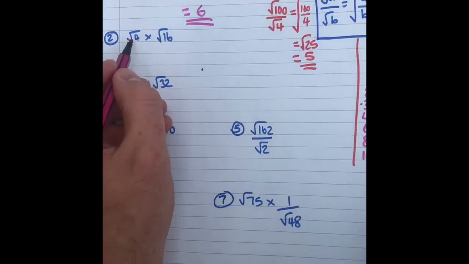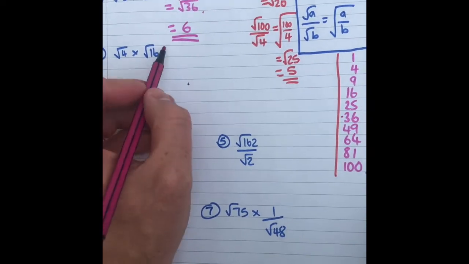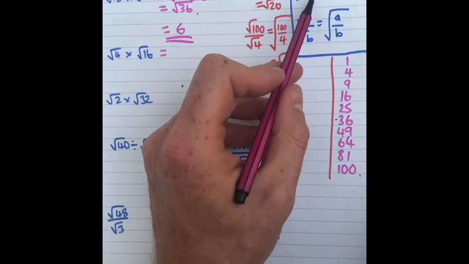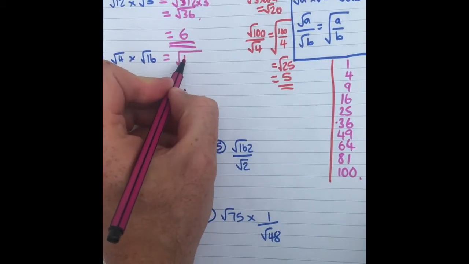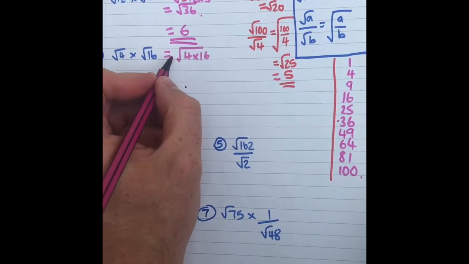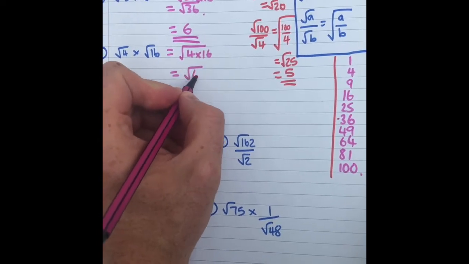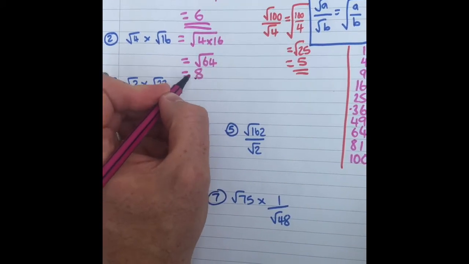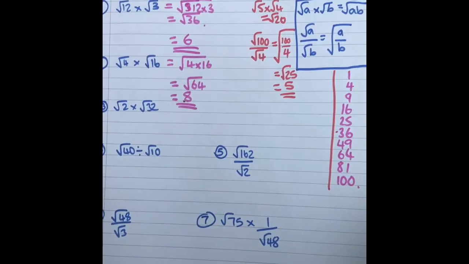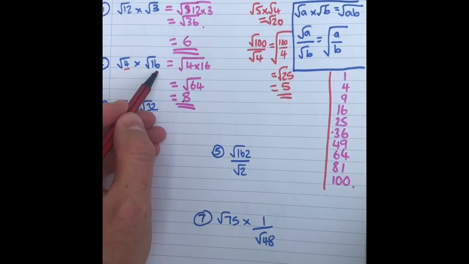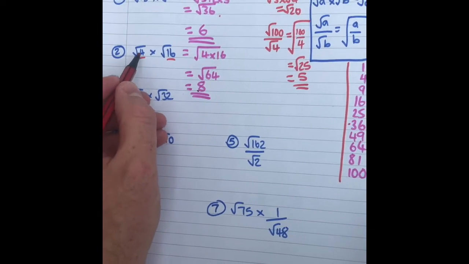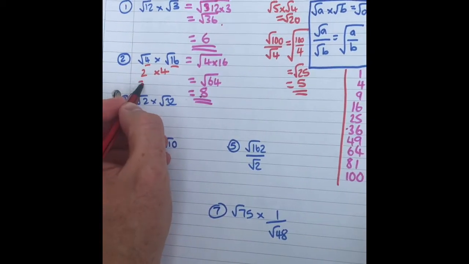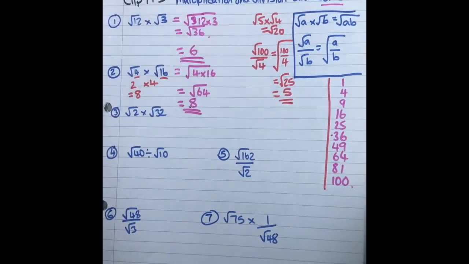Next one, root 4 times root 16. Well, we know root 4 times root 16 is the same as root of 4 times 16. Well, we know 4 times 16 is 64. Is that a square number? Yeah, it is. That is 8. Now, there's another way you could do this one. If you can recognise root 4 and root 16, they are actually square numbers. Root 4 is 2. Root 16 is 4. 2 fours are 8. So there's two ways of doing that question.